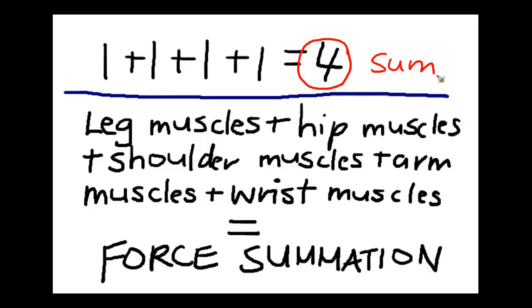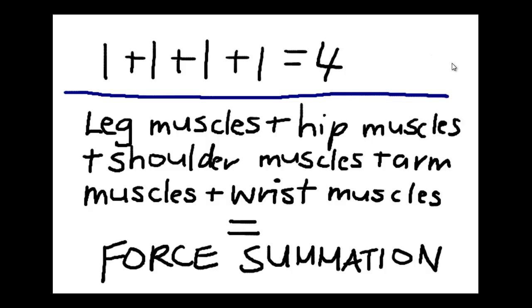The different parts that make up the sum, in this example below, are leg muscles, hip muscles, shoulder muscles, arm muscles, and wrist muscles. So we've got 5 different muscle groups, and together they equal force summation. Now, the more muscle groups that you have, the greater the force that is going to be created, therefore the greater the force summation overall, as with the maths example above. So to remember, that first point is that force summation is all to do with the sum of all forces that is created in the muscles. So that's the first thing for you to remember.